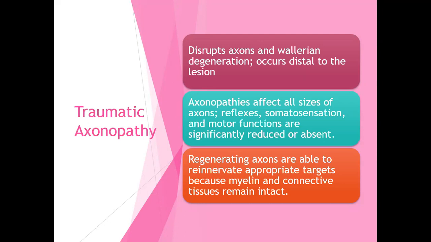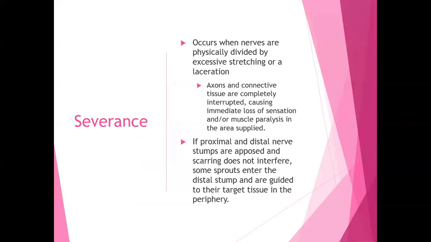Axons are able to regenerate in the peripheral nervous system and reinnervate the appropriate targets because the myelin and connective tissues are intact, and that sort of gives the nerve a little pathway to grow along, which is super cool. So that's why you get regeneration from peripheral nerve injuries and traumatic axonopathy a lot more easily than you get healing of other types of nerve injuries. So it's nice to know that you can recover from these pretty easily.